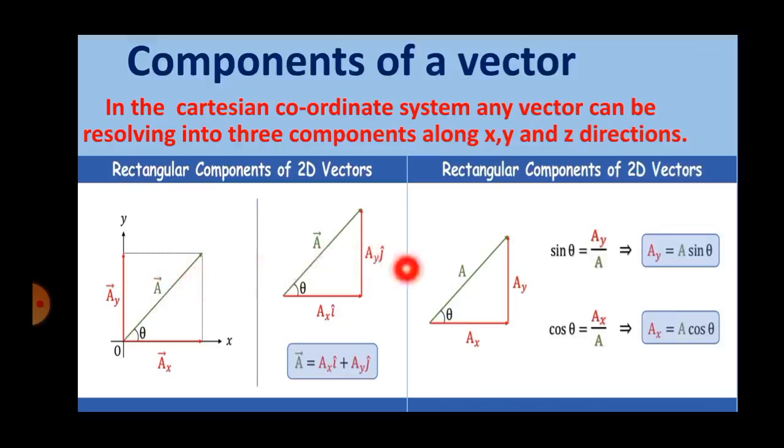Then calculate theta. Sin theta is equal to opposite Ay divided by hypotenuse A. Now the value of Ay is equal to A sin theta. And also cos theta equals Ax divided by A, so the value of Ax is equal to A cos theta. Are you clear?